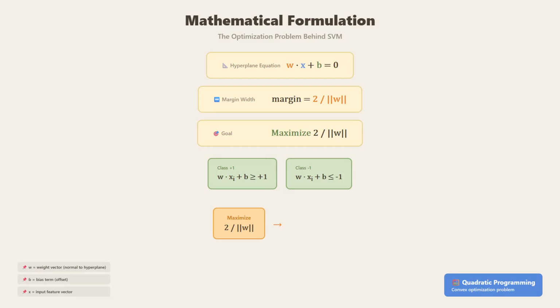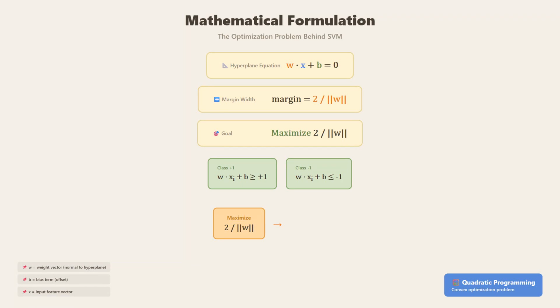The distance from the hyperplane to the margin boundary is 1 divided by the magnitude of w. Since we have margins on both sides, the total margin width is 2 divided by the magnitude of w. To maximize this margin, we need to minimize the magnitude of w. In optimization terms, we typically minimize 1/2 times w squared, which is mathematically equivalent but easier to work with because it's a smooth convex function. This gives us a quadratic programming problem with linear constraints.